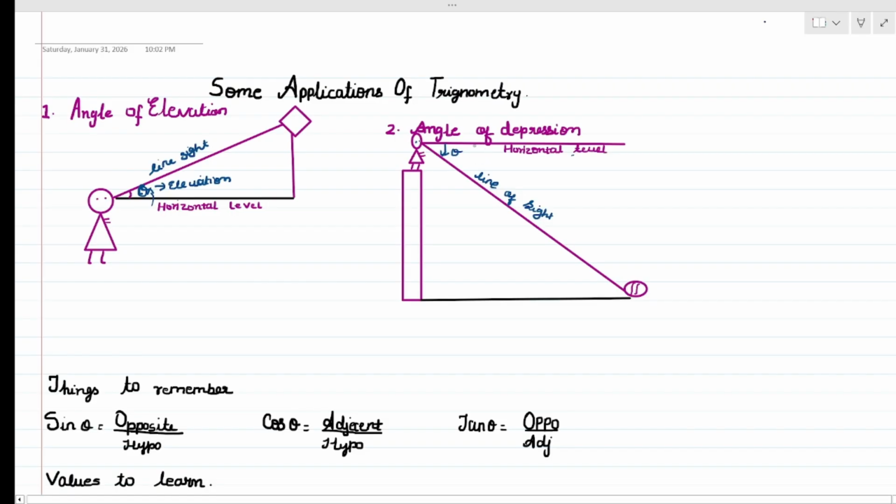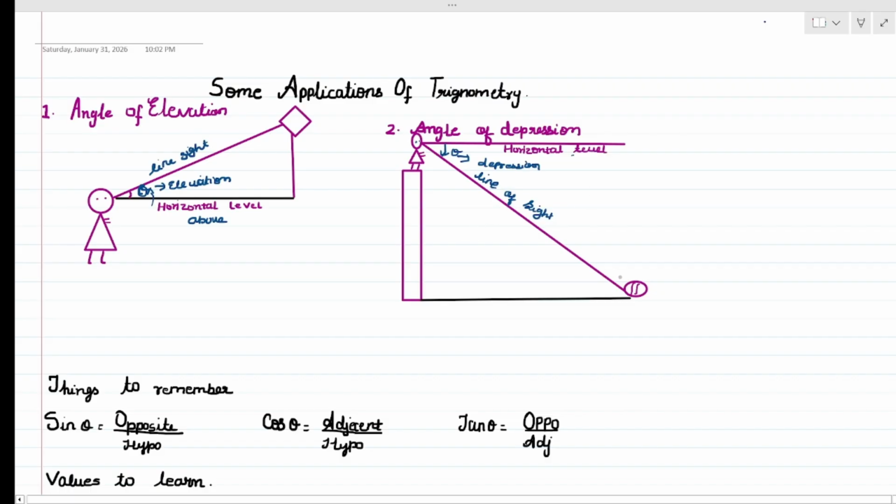But again, you should keep in mind that angle of depression is also between the horizontal level and the line of sight. But the thing is, it is below. This one was above the horizontal level and this one is below the horizontal level. So this type of angle formed is called angle of depression. Now you should think and clear the concept of depression over here.